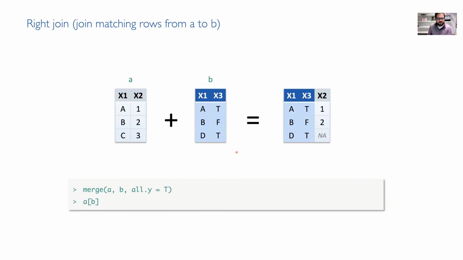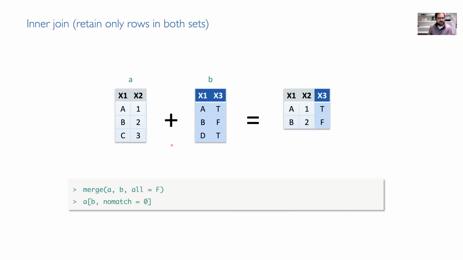So if there's a left join, there's also a right join, and a right join just means that we keep all rows from the right table, but we disregard rows from the left table if they're not in the right table. That's the right join. In R, that works also by the merge command, and we just give the argument that all Y, that we should keep all rows in the second Y data set. And there's also a short notation for these right joins.